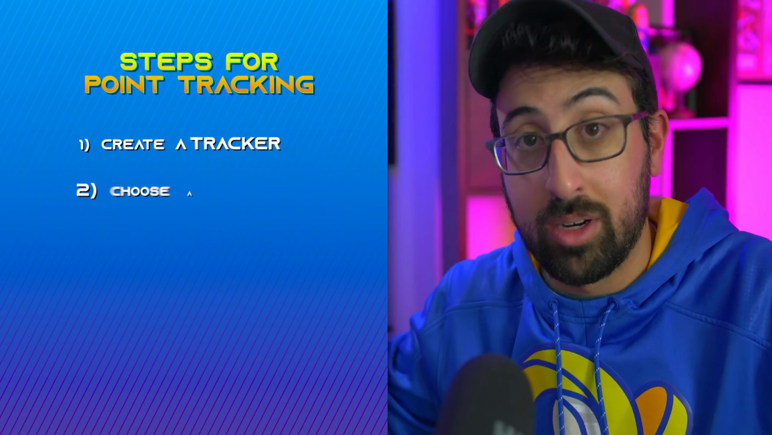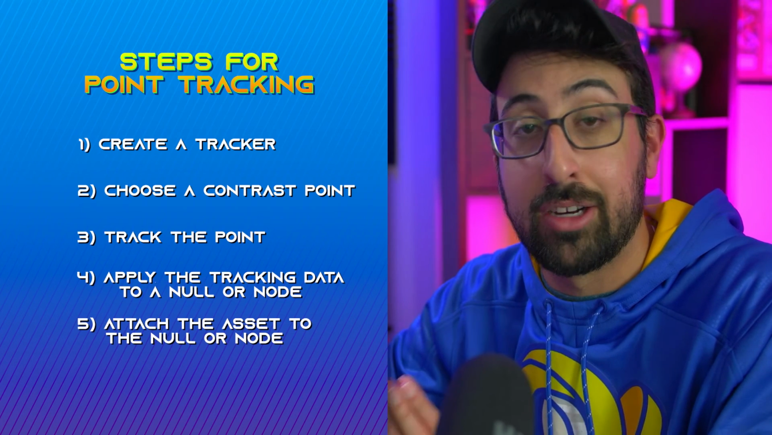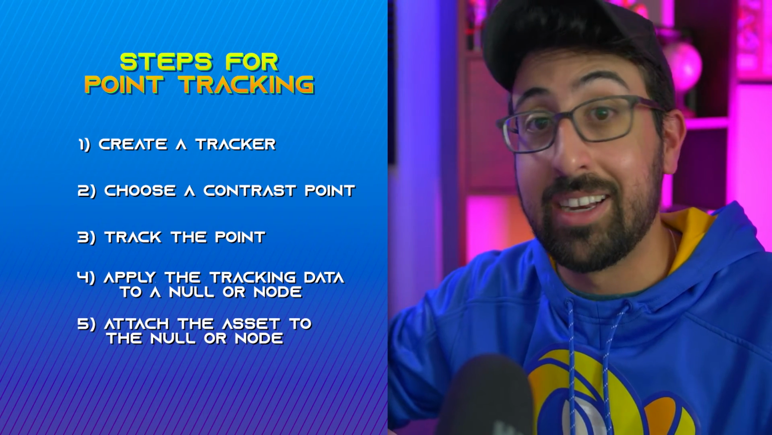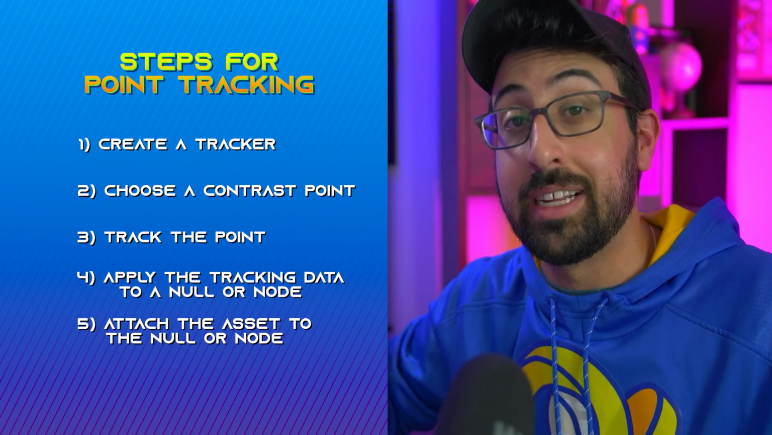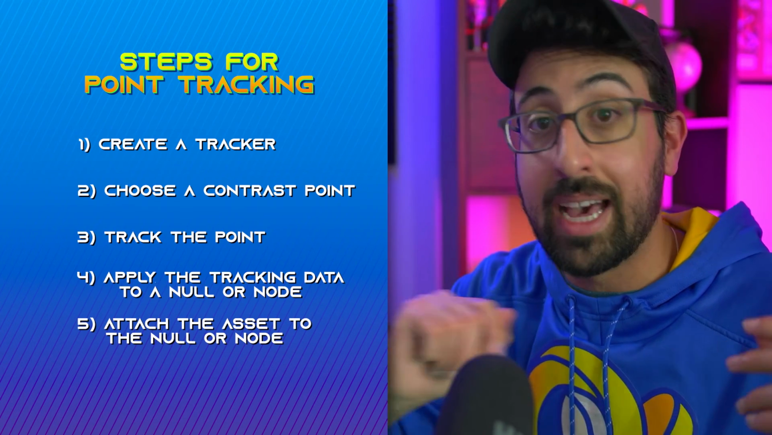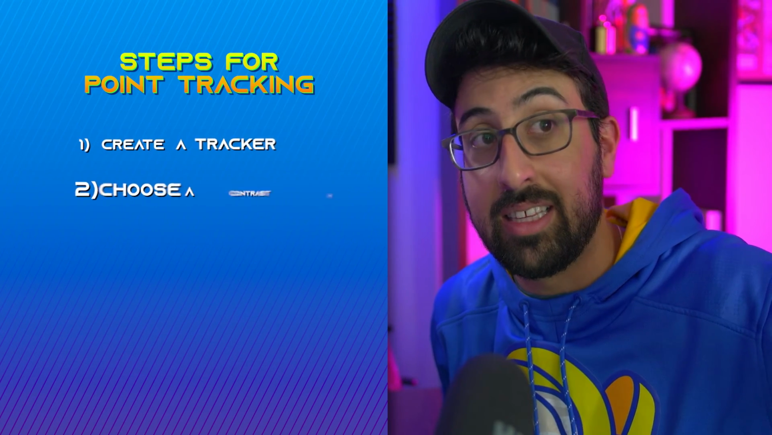So take point tracking, for example. It's a super simple task, but the steps are pretty much the same. You're going to go to the tracker window or the tracker node. You're going to set the point to the point of contrast that you're trying to track. You're going to track forward. Then you're going to set the information to a null or a tracker node. And then you're going to attach whatever object you want to that track. It's the same in both. So no matter how complicated the effect is you're trying to do, if you know the steps to achieve the result, you should be able to do it in any software.